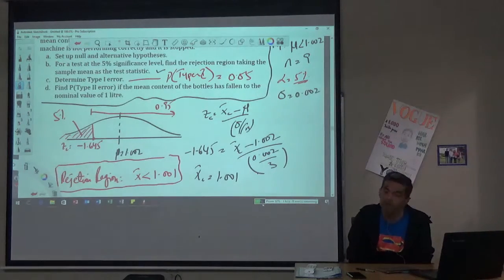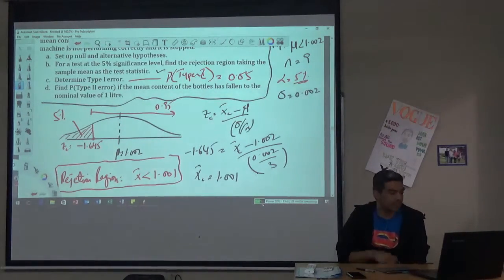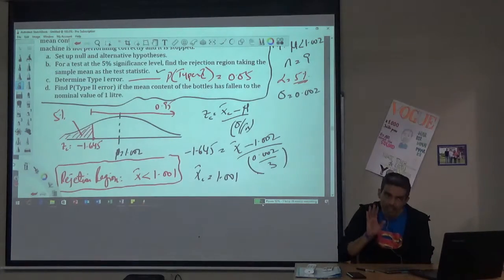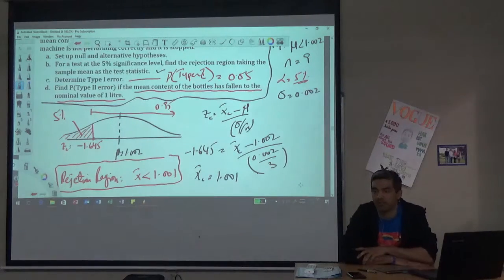Okay. Type 2 error. Now, guys, whenever they ask you for the type 2 error, they will also provide you with the actual value. Without that, you cannot calculate the type 2 error. Now see, here it says, find the probability of type 2 error if the mean content of the bottles has fallen to a nominal value of 1 liter. That means this is the actual. The actual is 1 liter. It's not 1.002. It has actually fallen.